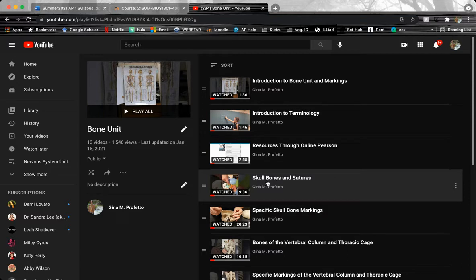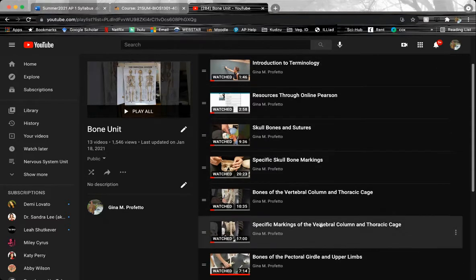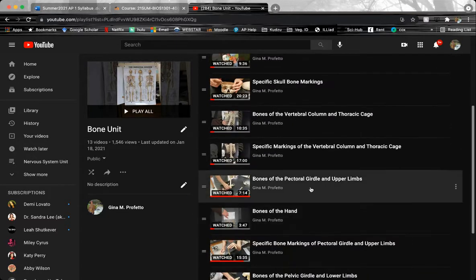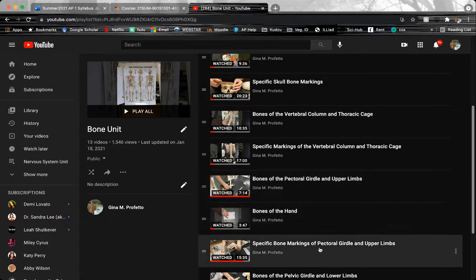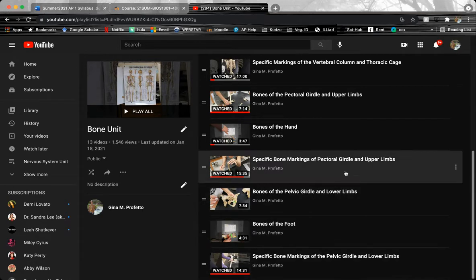We're doing the skull in the first lab. The skull, bones, and sutures video corresponds with the pre-lab things to know sheet. The specific skull bone markings video corresponds with the post-lab things to know sheet. That would be lab one. Then you have two videos for lab two. There are actually three videos for lab three and three videos for lab four. But it just goes through.